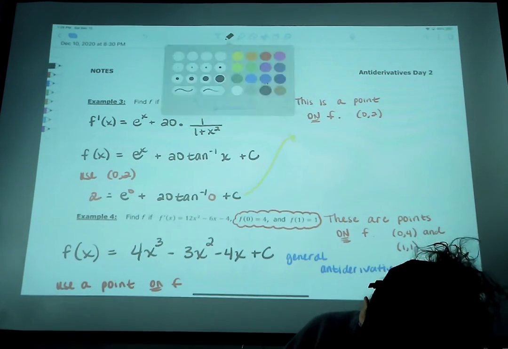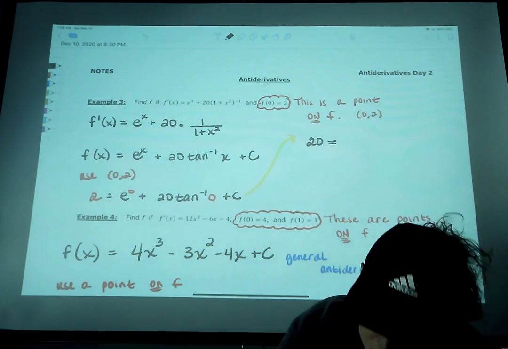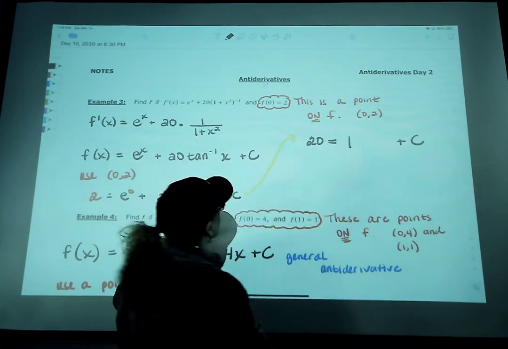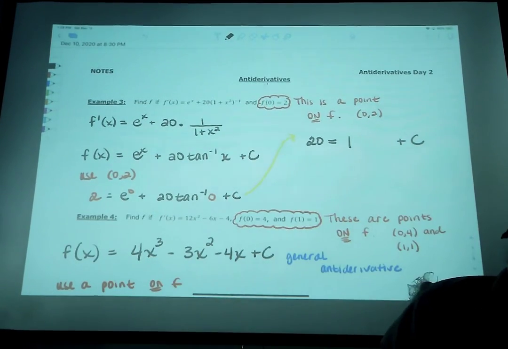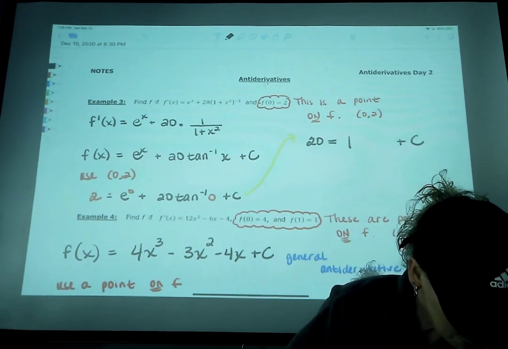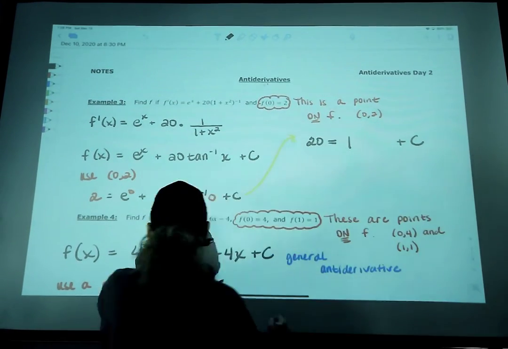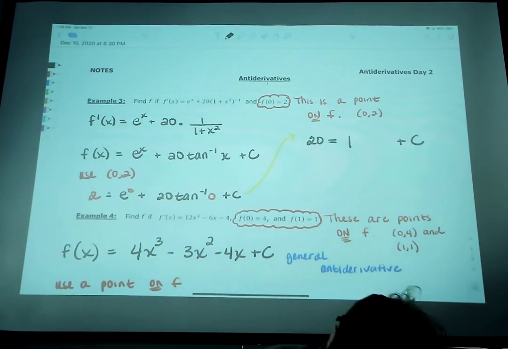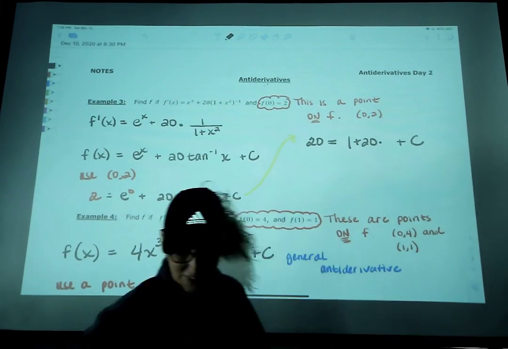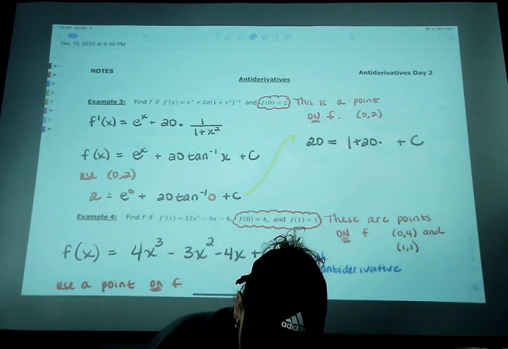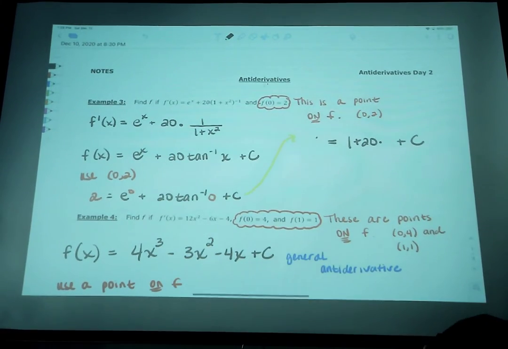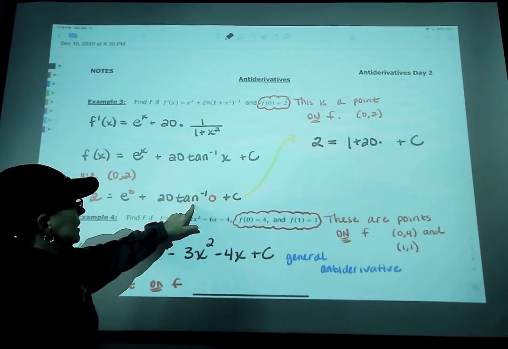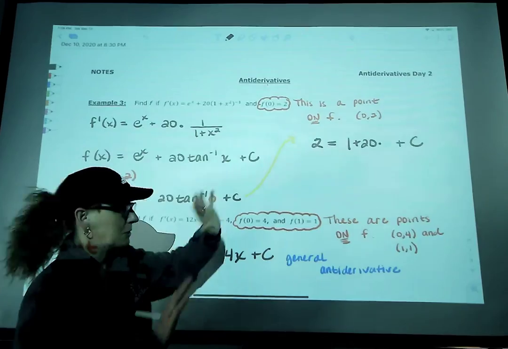And I'm running out of room. So 20 is equal to, let's see, e to the 0 is 1. Now, this is going to be 20 times something. So when we are evaluating, my bad, that's a 2. I carried that forward wrong. 2 is equal to e to the 0 is 1 plus 20 times something we don't know yet plus c. There we go, that's better.